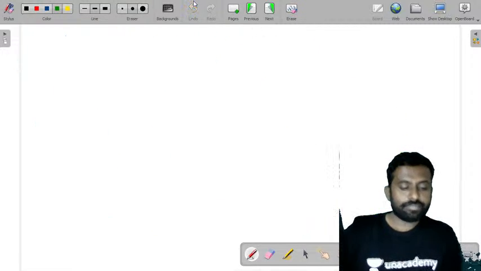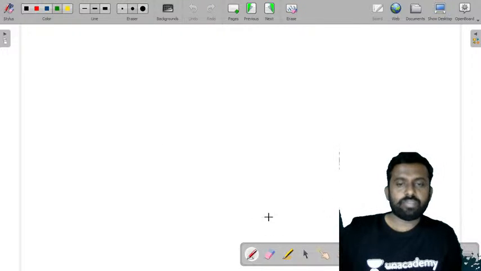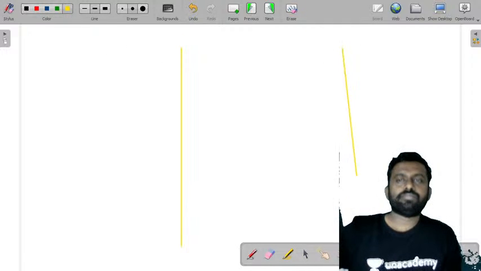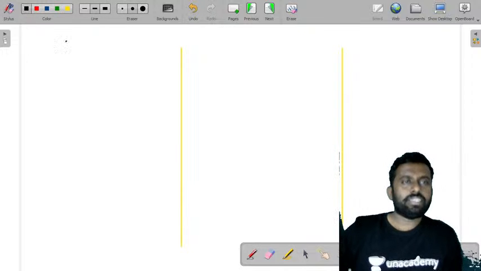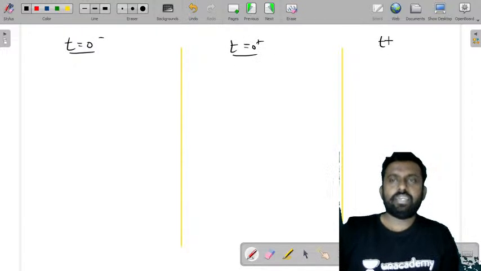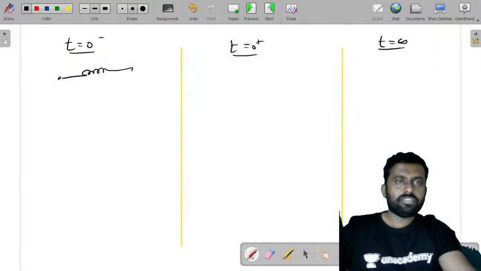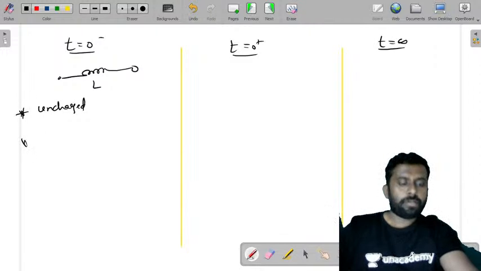Now let us consider the inductor. In the same way, let's also consider the inductor at t is equal to 0 minus, at t is equal to 0 plus, and at t is equal to infinity. If you have an inductor which is initially uncharged, let's consider the voltage as VL of 0 minus.